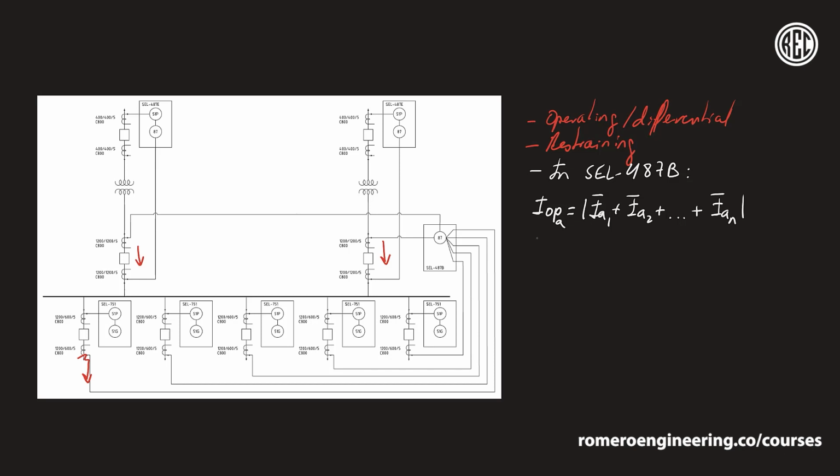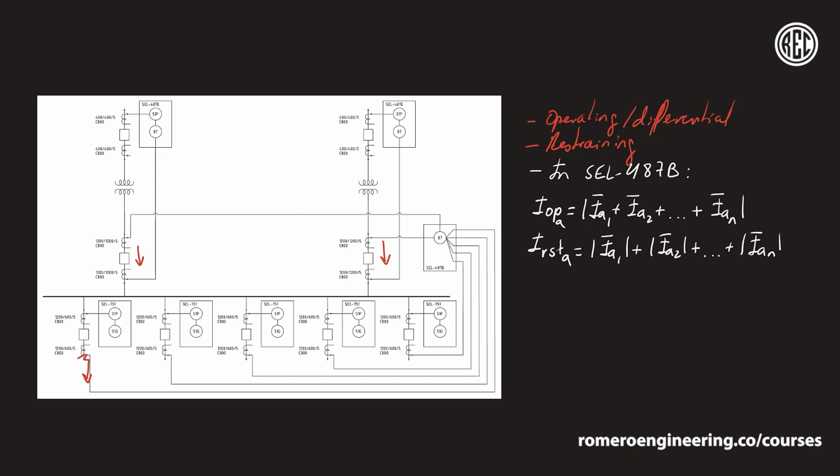Now the restraining current, on the other hand, which I'm going to call IRST for restraining, and again I'm doing this for A phase, that's going to be the addition of the absolute values of each one of the inputs. So absolute value of IA1 plus absolute value of IA2 plus ... absolute value of IAN. And these of course are all phasors. So notice here again that the operating current or the differential current is the absolute value of the addition of all the phasors, while the restraining current is the summation of the absolute values of the individual currents. This is an important distinction.